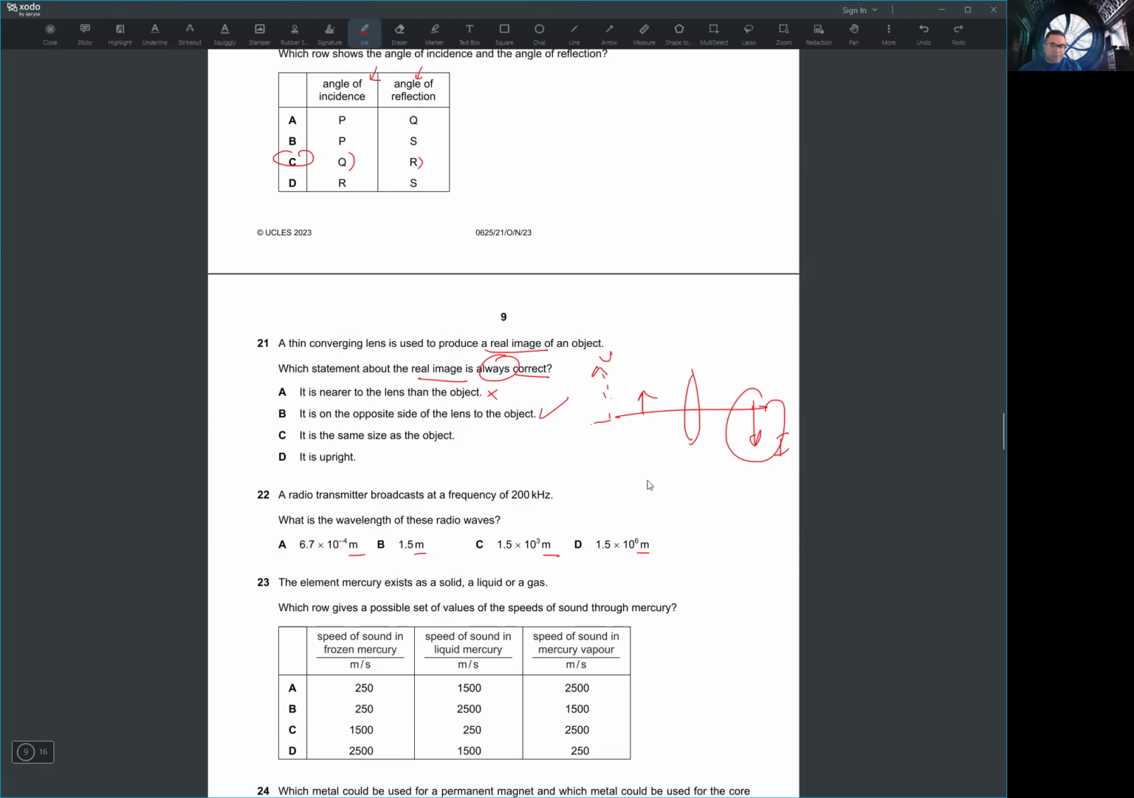It's the same size as the object? It could be large, could be small. It's upright? It's always inverted. Real image is always inverted. So B is our correct answer.